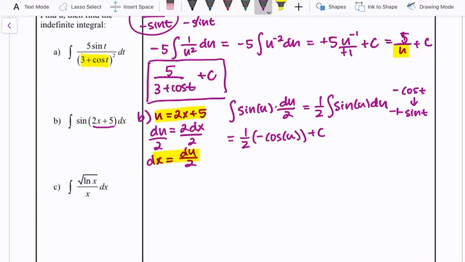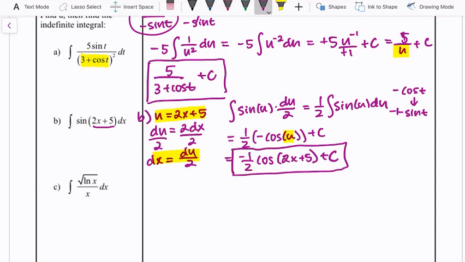Okay, so let's finish this off. Let's resubstitute u back in here. So we'll have negative 1/2 cosine of 2x plus 5 plus c. And if you're ever not convinced that you've actually done this correctly, we can always take the derivative of it again, and we should always end up back where we started. So we should end up with the integrand of our original integral. Try it out yourself, just in case you're not convinced.